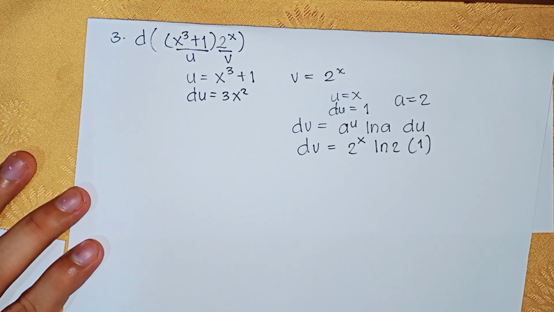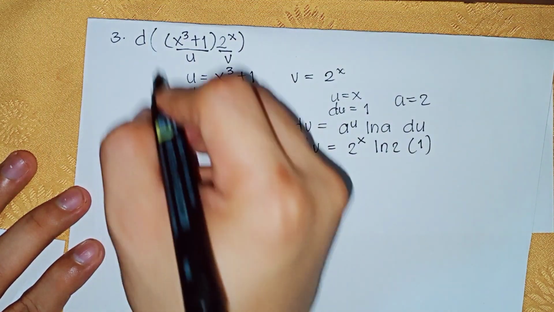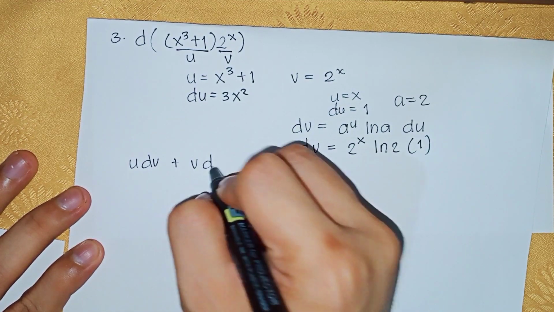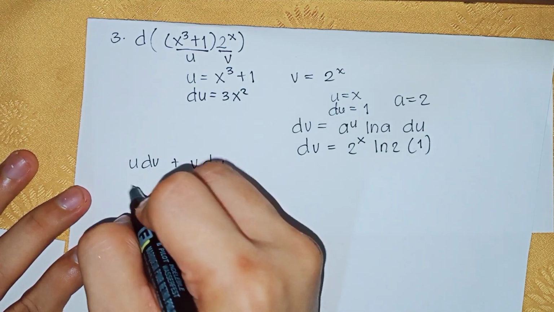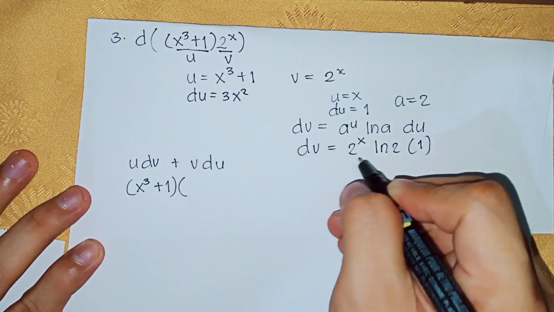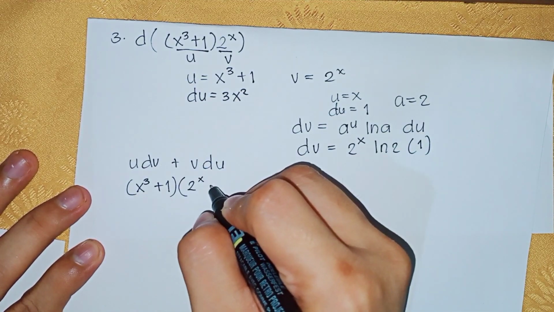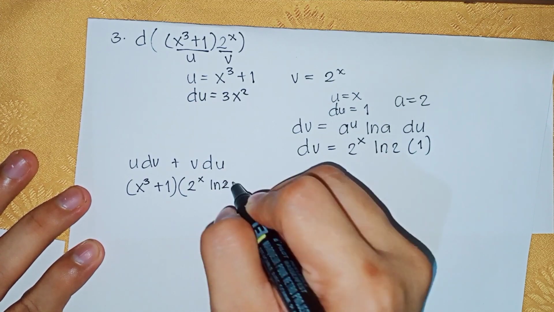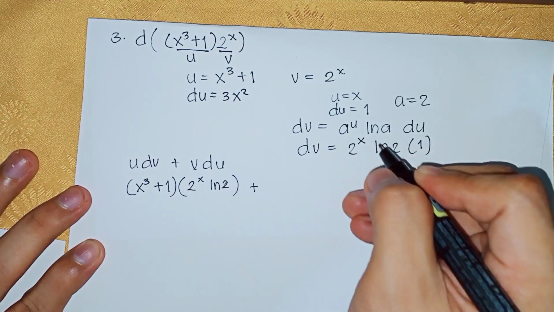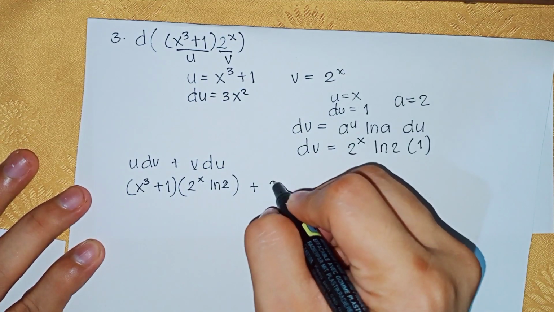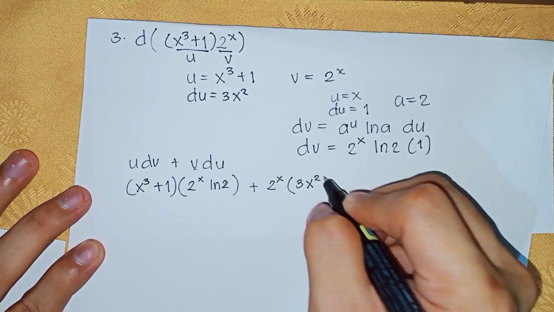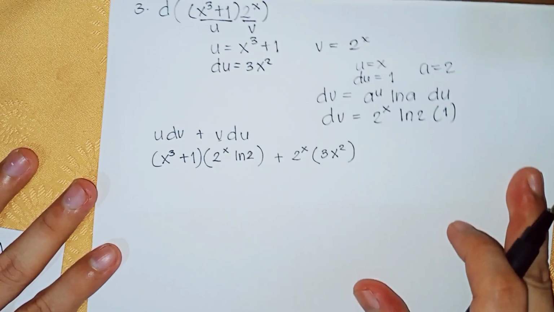Okay? So, ano yung magiging final answer mo dito? So, product rule muna, no? So, u dv plus v du. So, ang u mo dyan ay x cubed plus 1 times, so, ang dv natin ay 2 raised to x ln 2. So, hindi na natin kokopyahin yung 1. Plus, so, ang v natin ay ito, 2 raised to x times, so, ang du natin ay 3x squared. Okay?